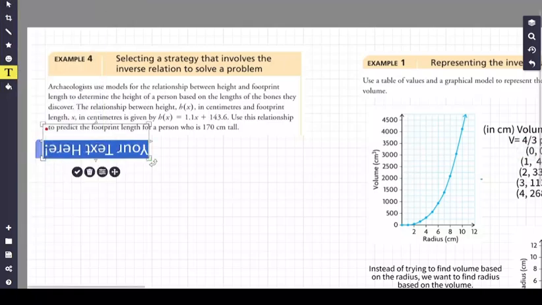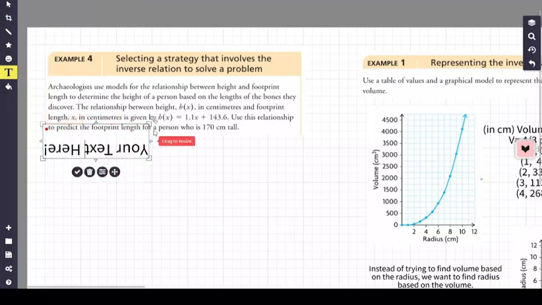Why is this upside down? This is getting impacted by inverse. It's inverse.